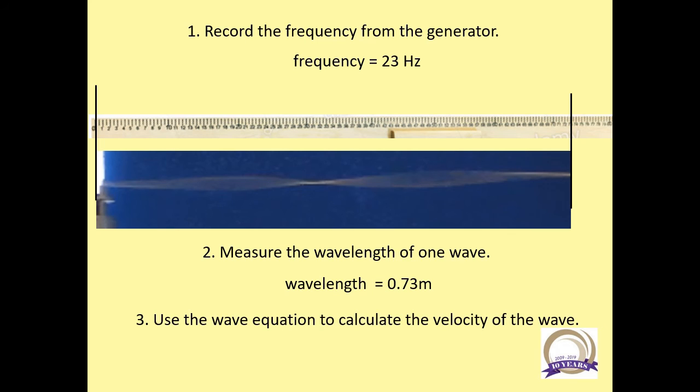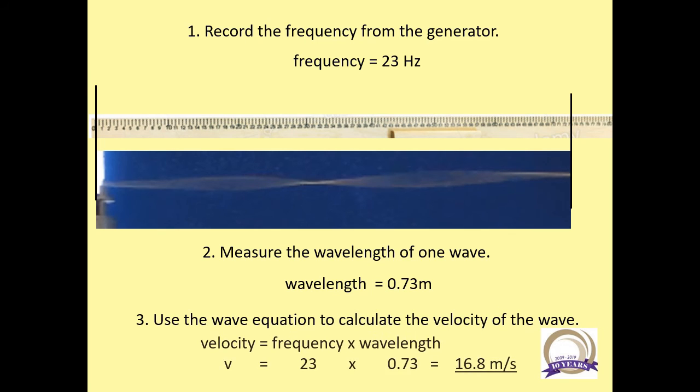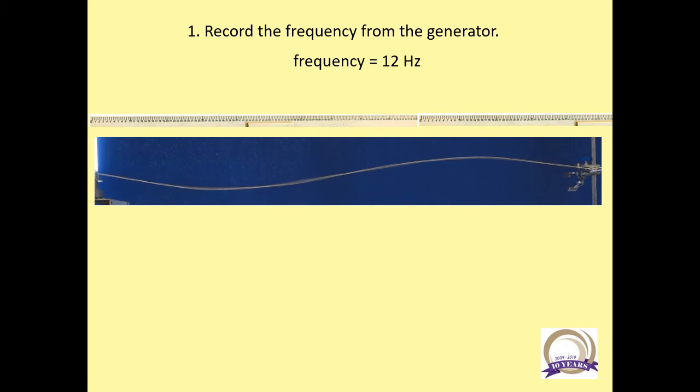Now we use the wave equation to calculate the velocity. The velocity is 23 hertz times 0.73 metres, so that gives 16.8 metres per second. That's the velocity of the wave along the bungee. Then if we go to a different setup, before we change the tension, we should get the same velocity. I couldn't manage to get the screenshot showing the wave going up and down, but that there is one wavelength. Again, we record the frequency from the generator, and that time it was 12 hertz.